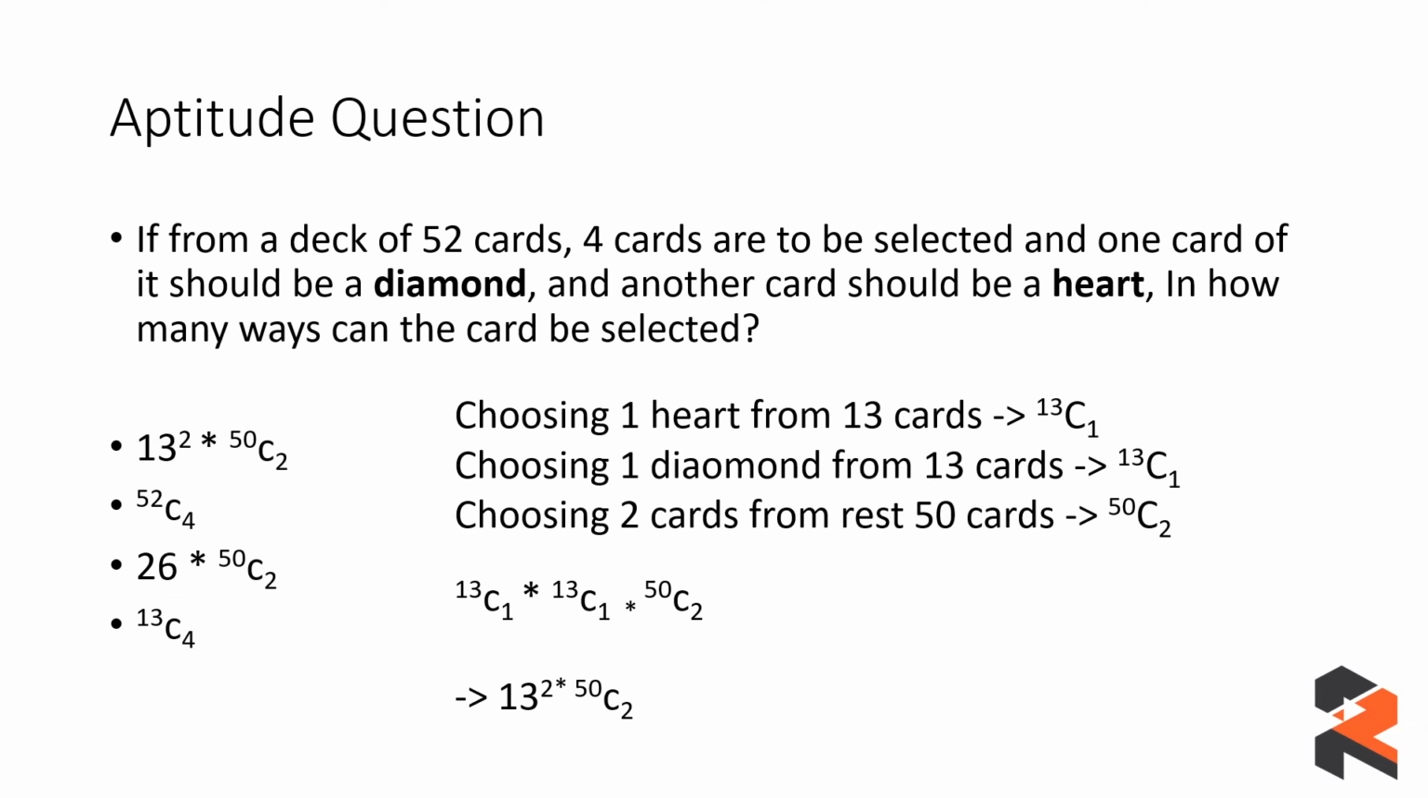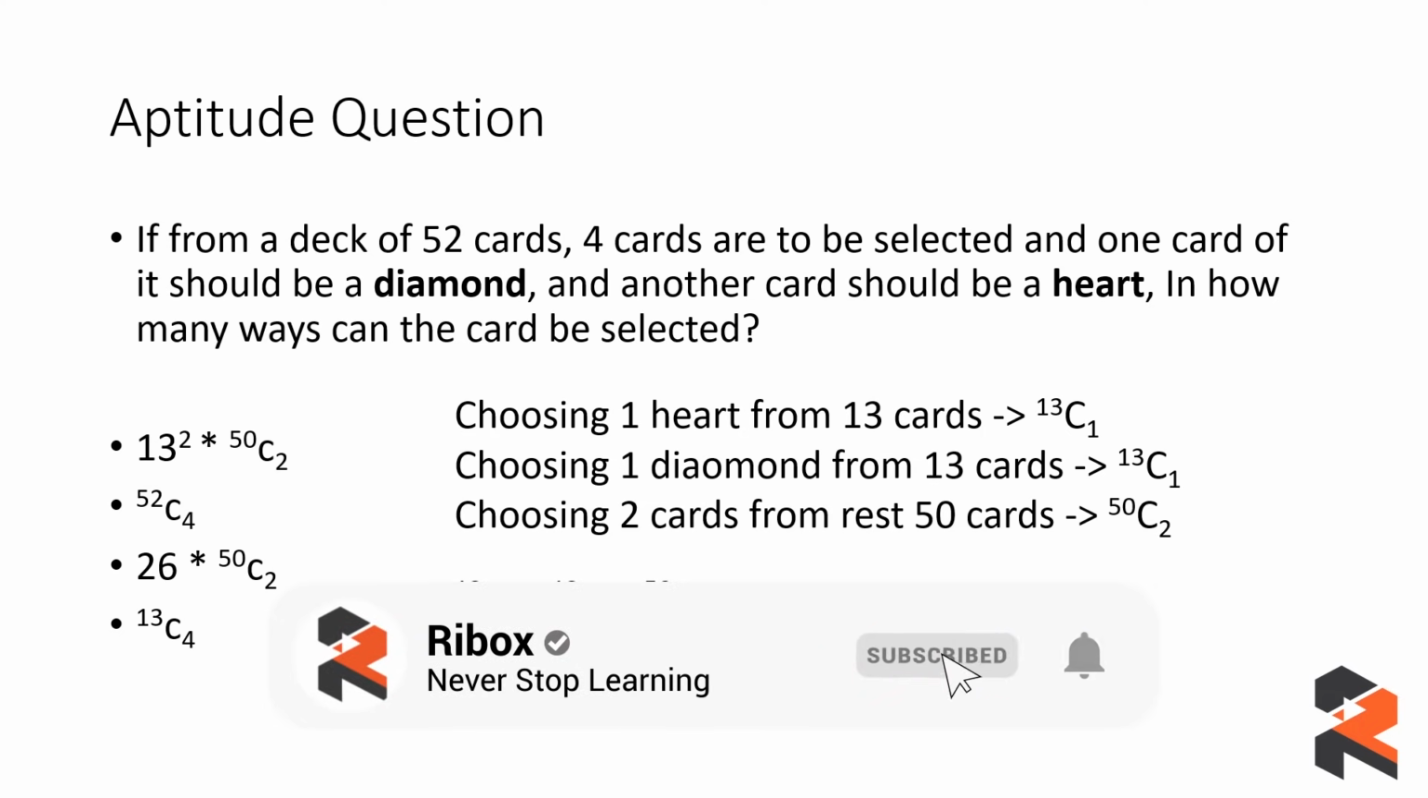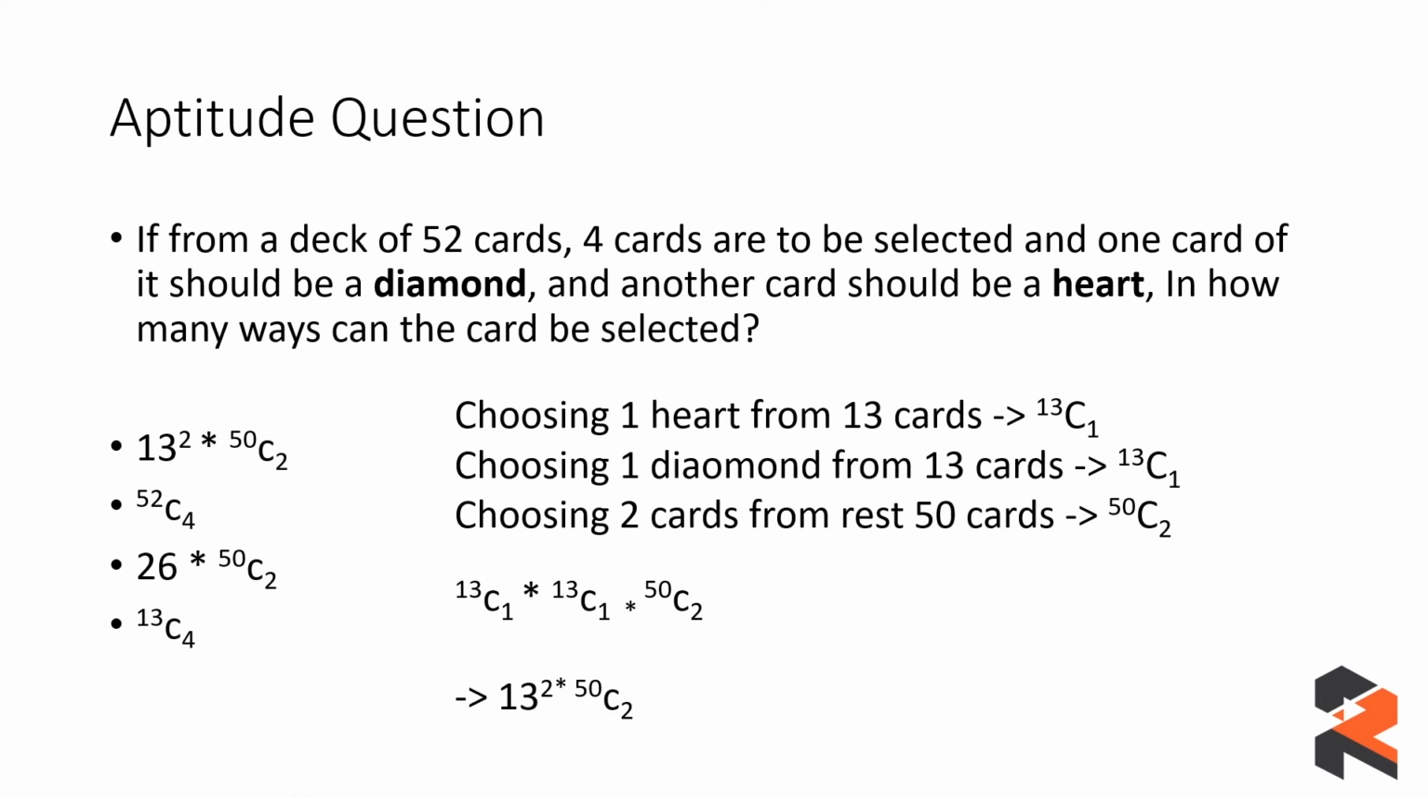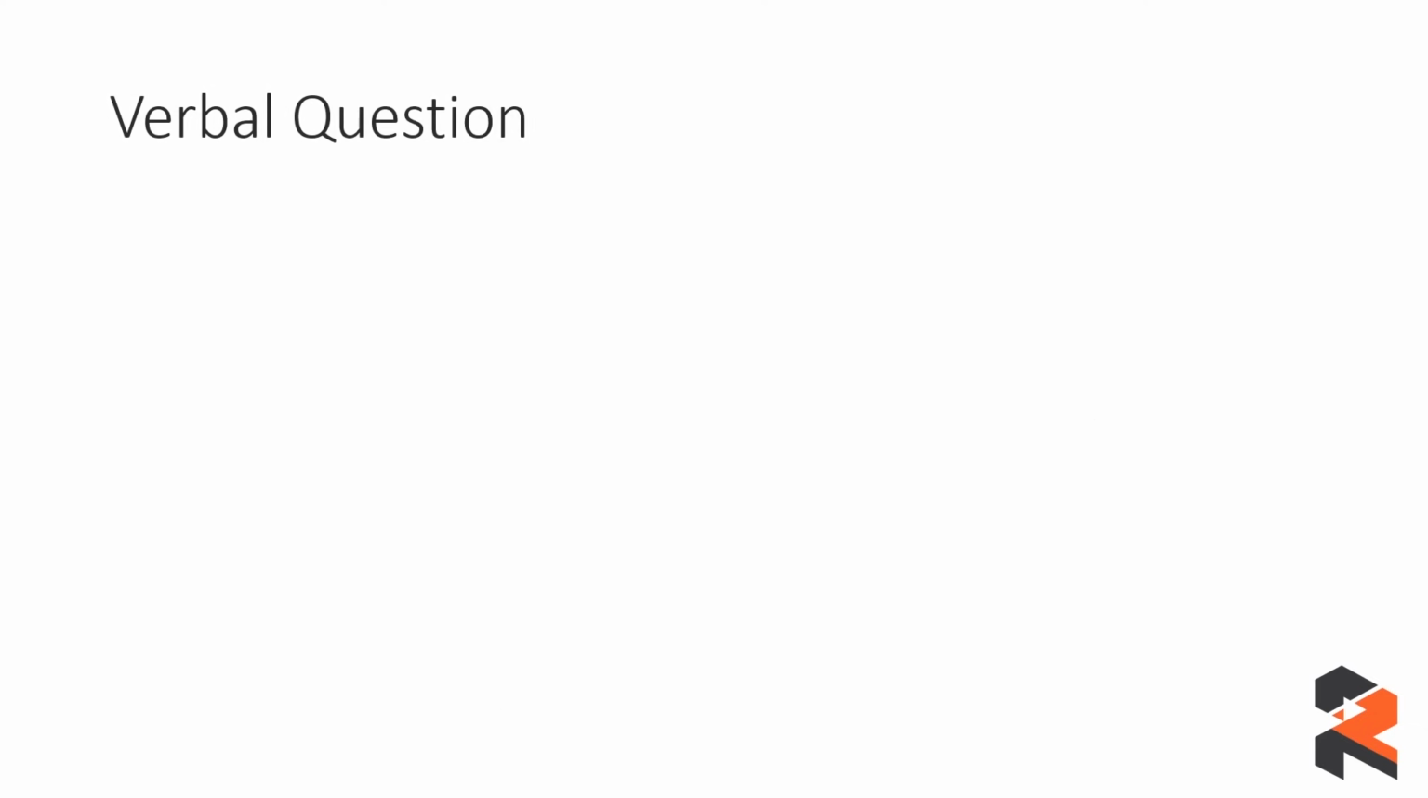So choosing the remaining 2 cards from these 50 cards can be done in 50C2 ways. If you look at it, you will find that the answer will be 13C1 into 13C1 into 50C2. Now 13C1 is nothing but 13, so it can also be written as 13 square into 50C2. So your answer will be the first option in this case. Let's look at another question.